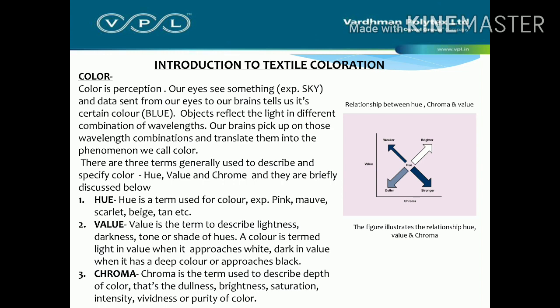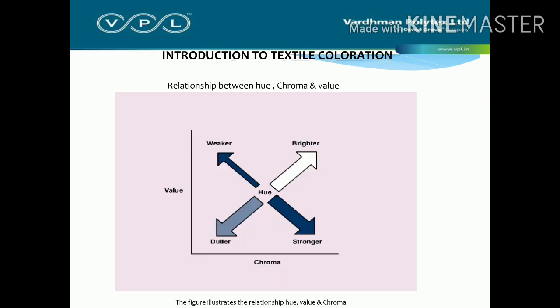Value is the term to describe lightness, darkness, tone, and shade of hues. A color is termed light in value when it approaches white, and dark in value when it approaches deep color or black. Chroma is the term used to describe depth of a color, that is dullness, brightness, saturation, intensity, and vividness or purity of a color. The relationship between chroma, value, and hue is illustrated in the figure.